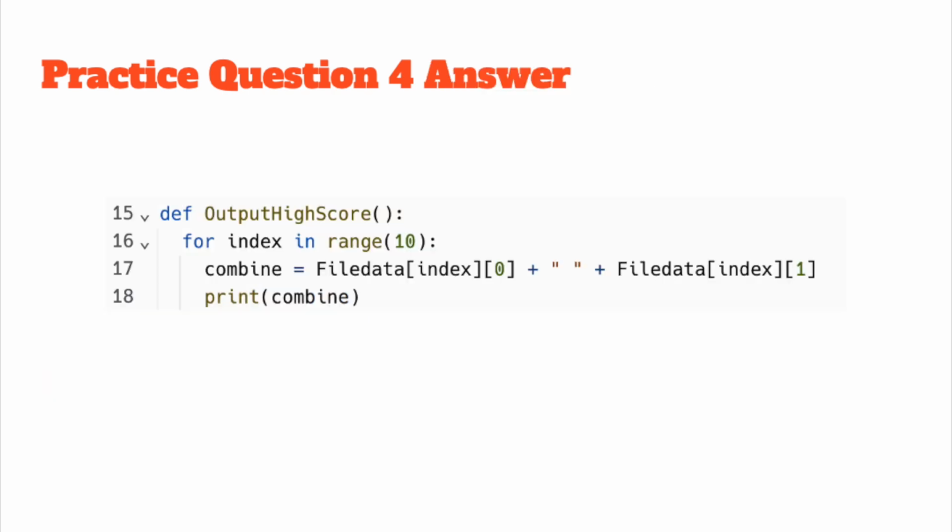You should have created an output high scores function which loops 10 times, and then it has a variable, in this case I called it combine, which takes the index column 0 plus a space plus index column 1, combines it together, and then we print it out. So each combination is printed one by one. And when you run this function, you should see A1, B2, C3 printed out in rows.